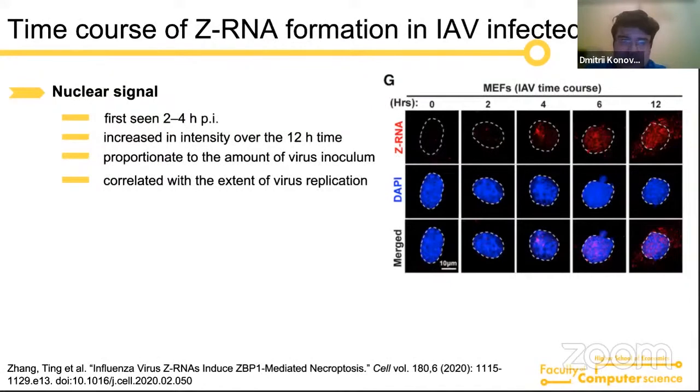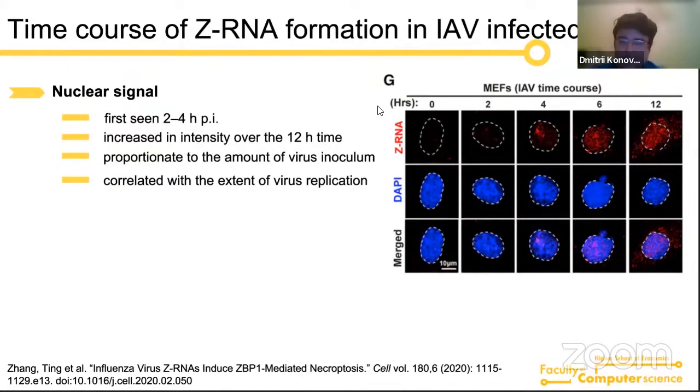So when we look at IAV, we can try to check if this Z-RNA was already there, and we can see that indeed the Z-RNA is formed after infection. On the picture, we can see the Z-RNA shown in red increases dramatically over time after infection. So at 12 hours, we can see that it destroys the nuclear membrane, and the cell is dead, and it has lots of Z-RNA.